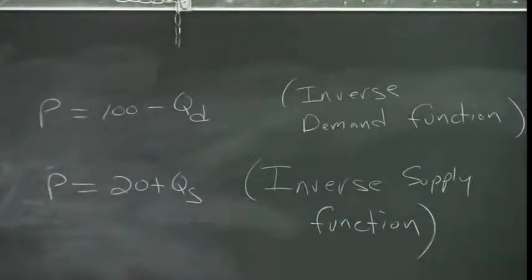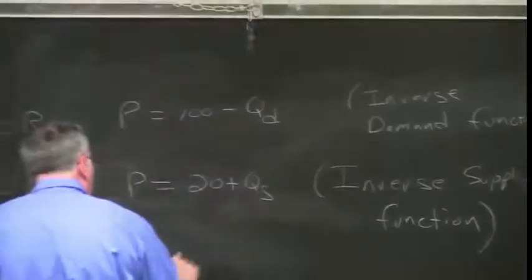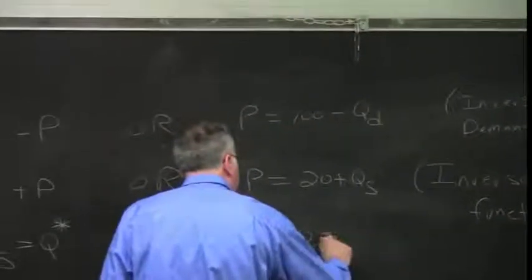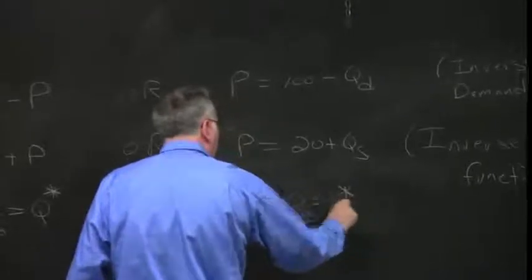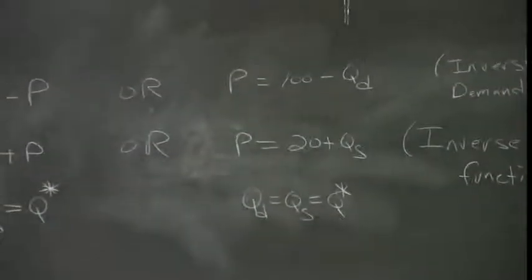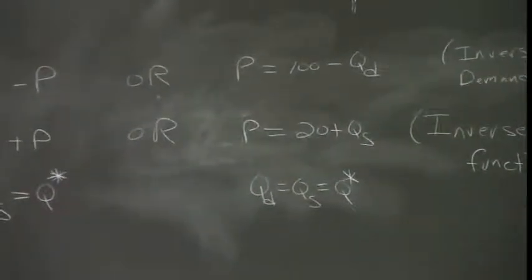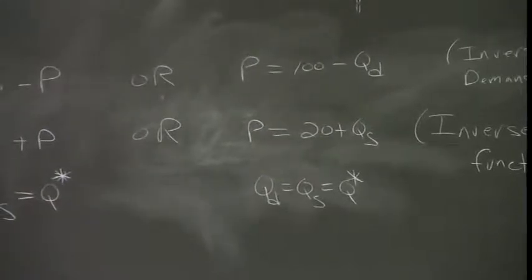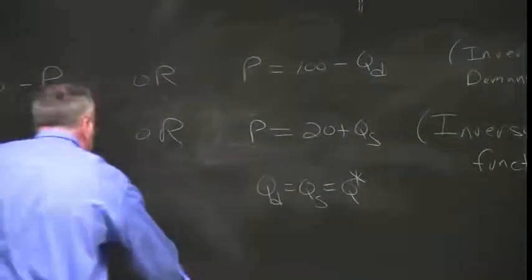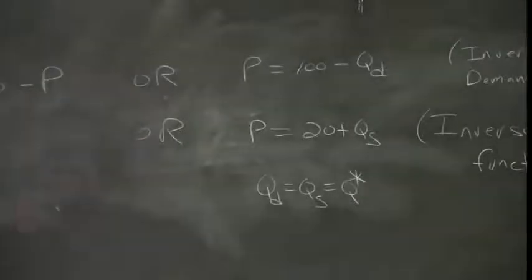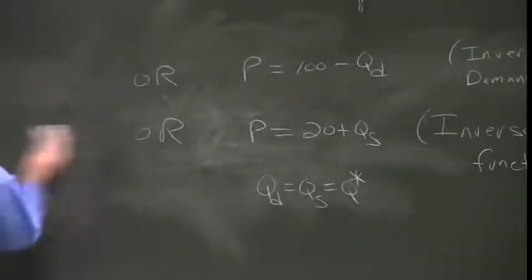Then our equilibrium condition again is QD equals QS, same as before. And let's just call this Q star. And if we solve this model, we should get the same equilibrium price and output, shouldn't we?